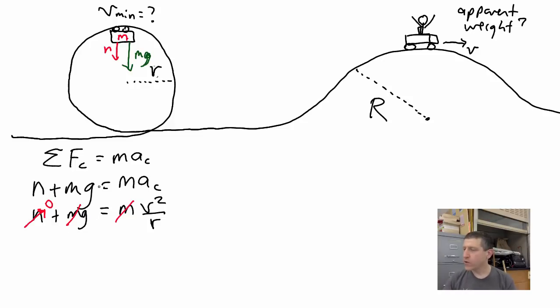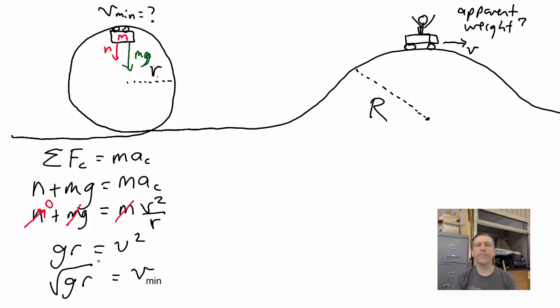Oh, that's easy. You just take g times r, multiply both sides by r, gr equals v squared. Hence, the speed that you need is just the square root of gr. We'll keep that going in a circle. That was easy. Let's try this over here.